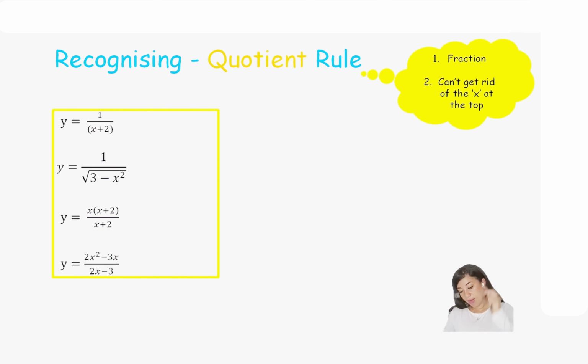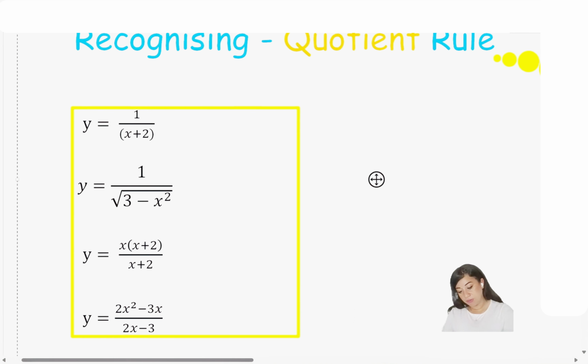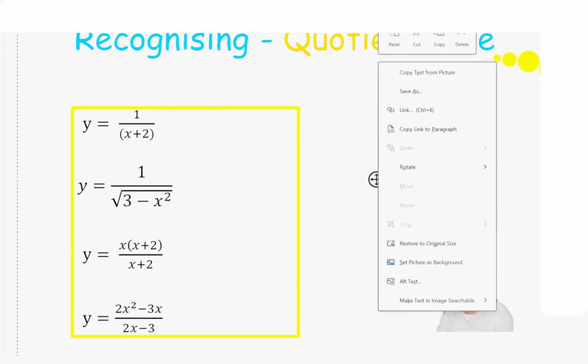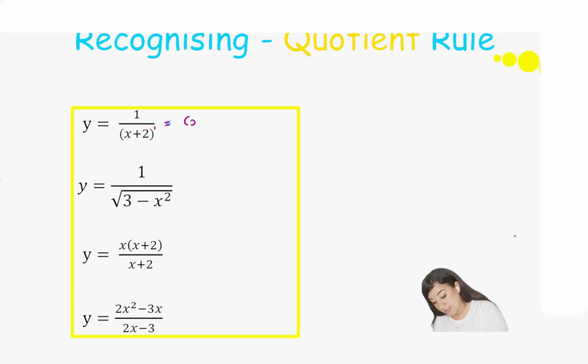So if I had y equals 1 over x plus 2, this is to the power of 1, and this can be rewritten as x plus 2 to the power of minus 1, right? And then all I need to do is just chain rule. That's fine. But imagine this.